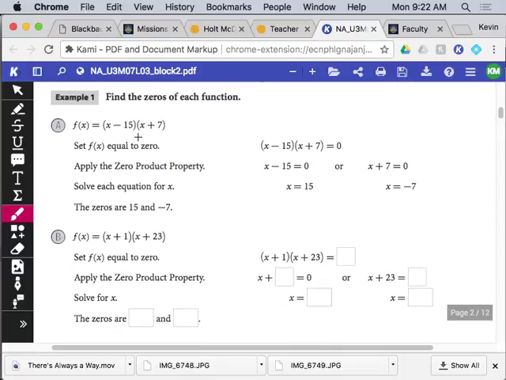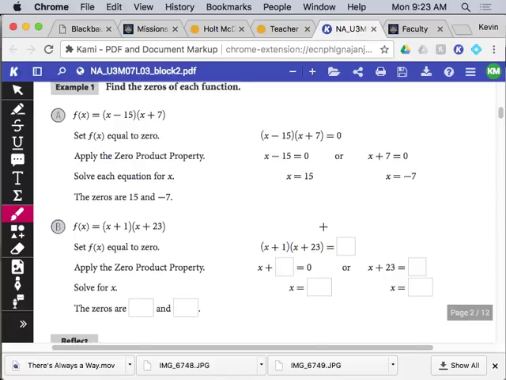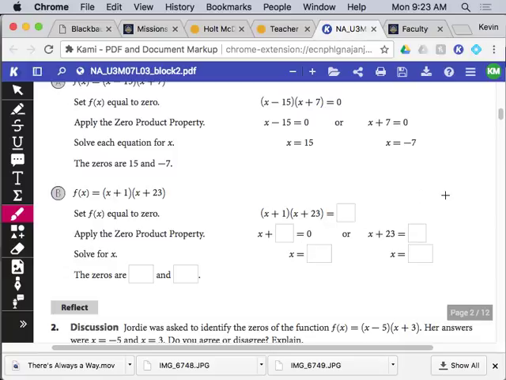Look, you have x minus 15 times x plus 7. We set the function equal to 0, which means x minus 15 is equal to 0, x plus 7 is equal to 0. So you set them both separately equal to 0. You solve for x. You get the zeros. Okay, go ahead and do that for step B. It's like a mirror image, basically. It's the same thing.